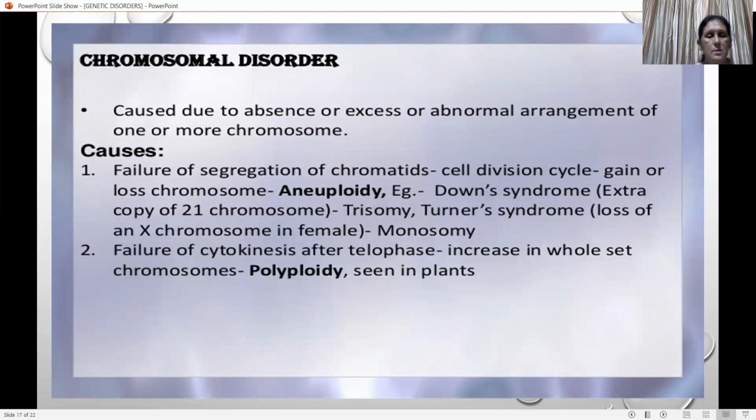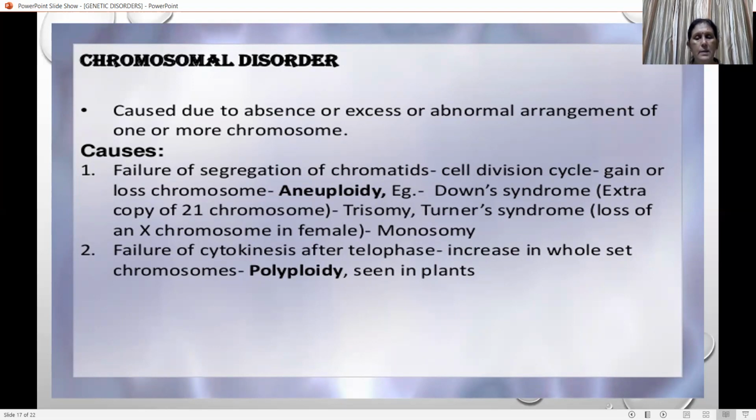Next is chromosomal disorders. It is caused by the absence or excess, or abnormal arrangement, of one or more chromosomes. That means it either increases or decreases the chromosome number in an organism. So how does it occur? Through failure of segregation of chromatids during the cell division cycle, leading to gain or loss of chromosomes. As you know, during gamete formation, chromosomes are separated in the gamete and become haploid. But here, sometimes they do not segregate.